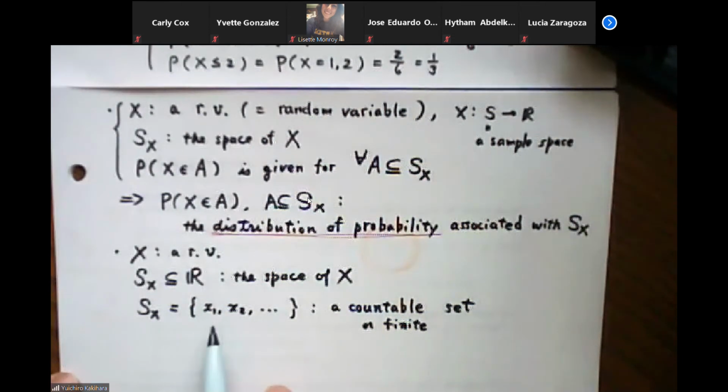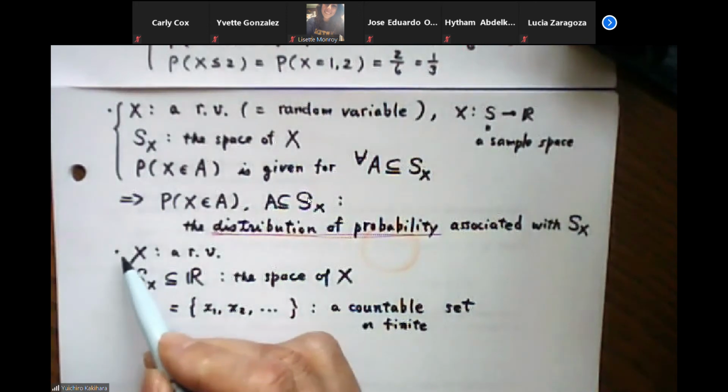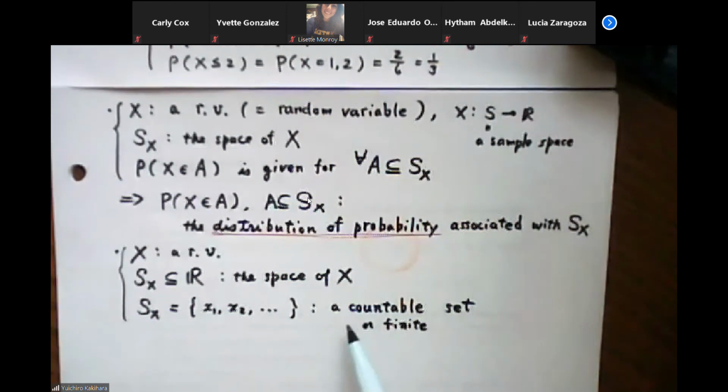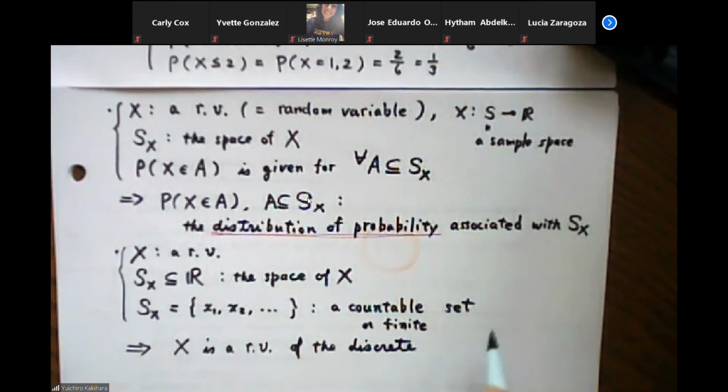Anyway, this is the idea. Kind of we have a sequence, and then this is the infinite sequence. We can think that way. And then if this is the case, the only thing is that it's a countable or finite set, and that's the assumption. In this case, we have X is a random variable of the discrete type. We say that X is a random variable of the discrete type. This is our terminology, okay? Discrete type.